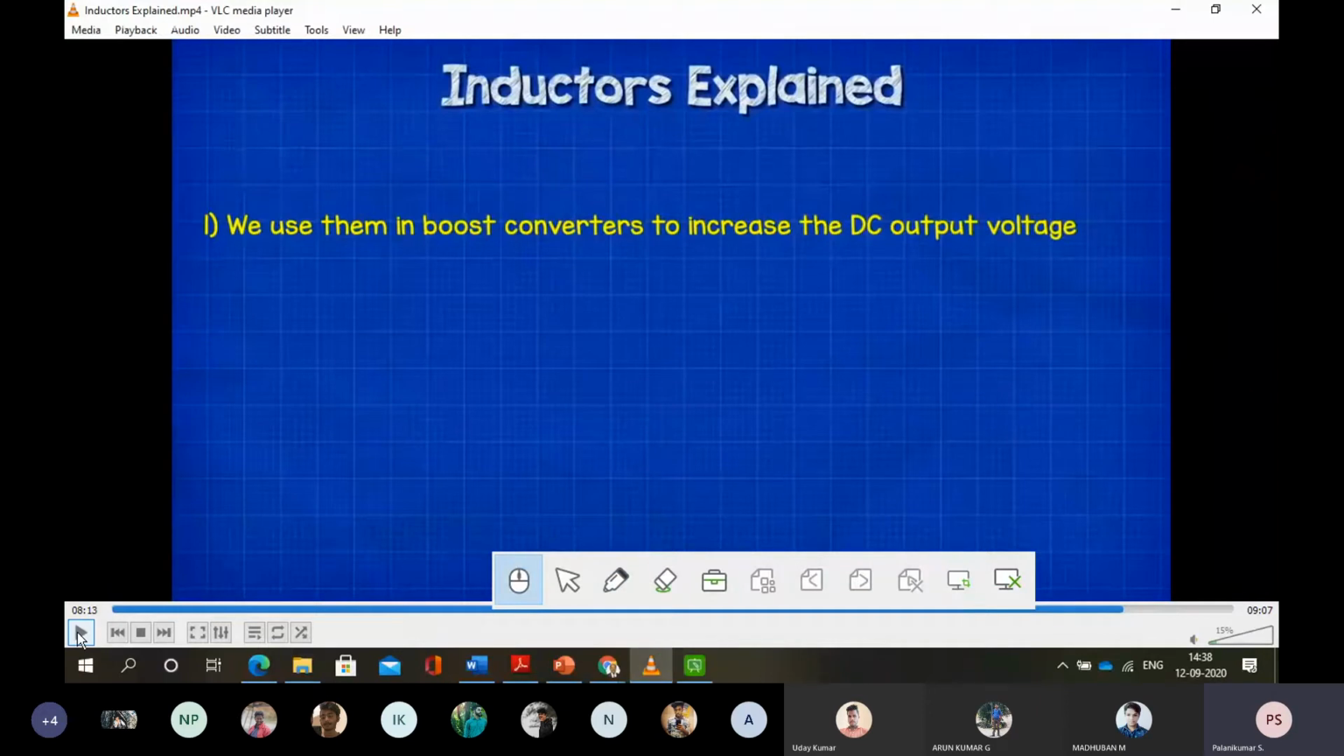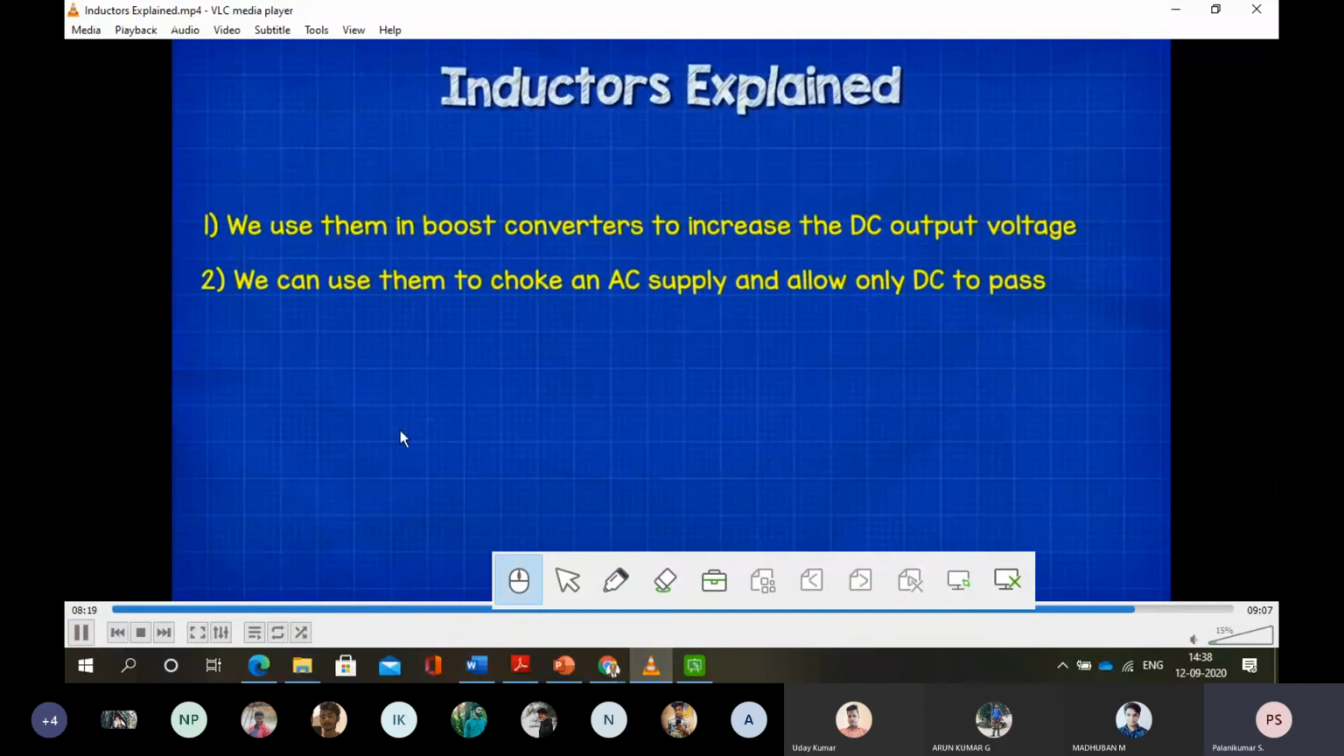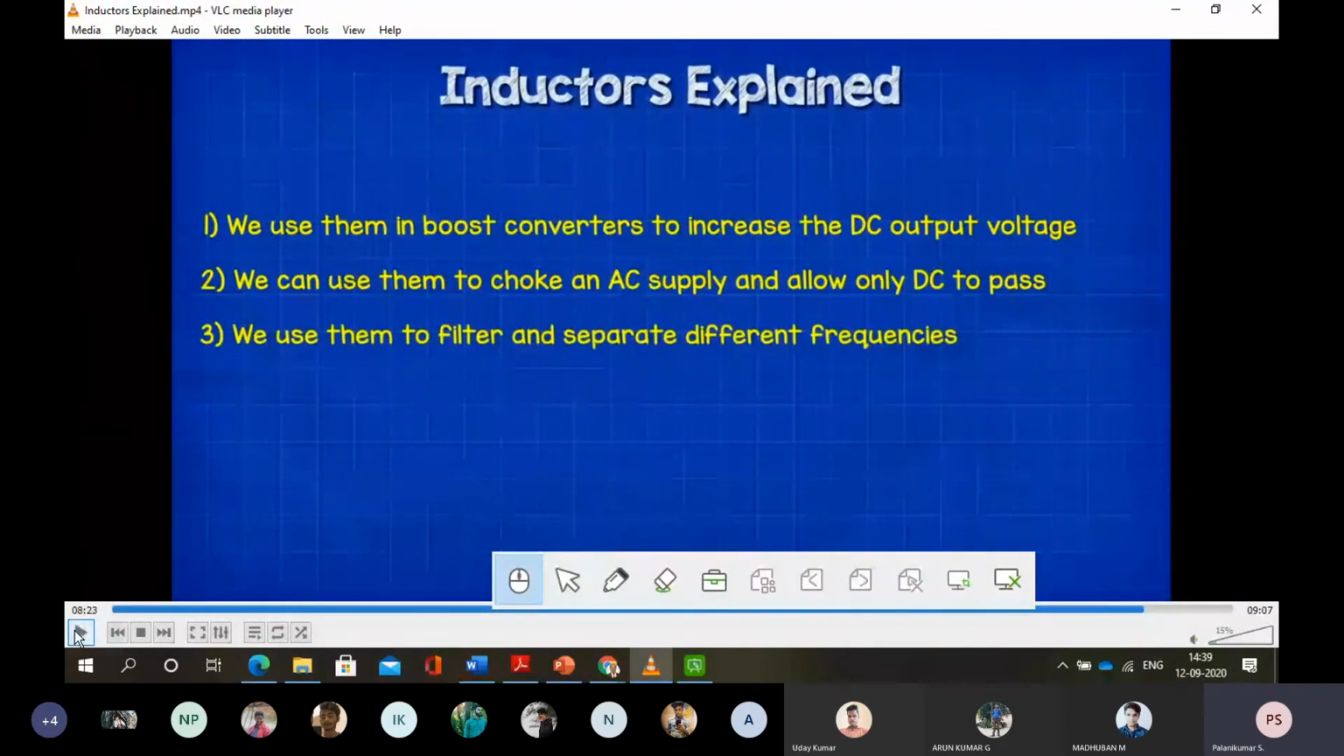Okay, so the second application is that we can use them to choke an AC supply and allow only DC to pass. The inductor allows only DC to pass in the particular supply. We are able to filter, and we are able to make it a continuous one. Inductors are highly preferred for continuous current conduction mode when there is a very high value of inductance. We use them to filter and separate different frequencies also. Suppose I have multiple frequencies, using this coil I can specifically filter and separate the different frequency supplies.